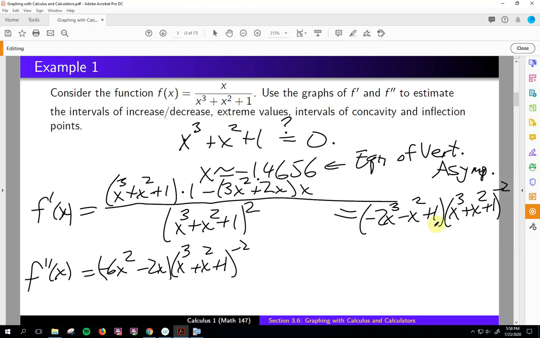Okay, and then we're going to do the reverse. So when we do the reverse, we're going to differentiate this. We have to do this using the chain rule.